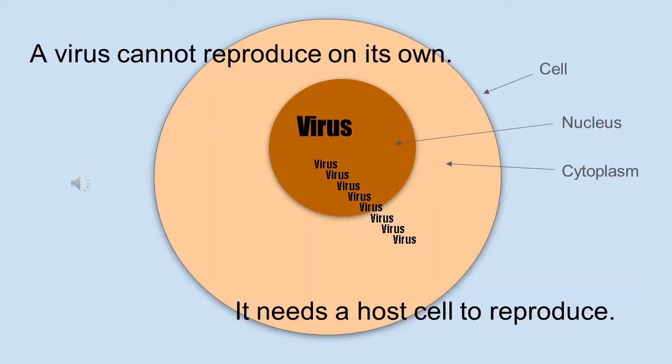A virus cannot reproduce on its own. It needs a host cell. It invades the susceptible host cell, takes over the cell's machinery, and forces the host cell to produce many more viruses.